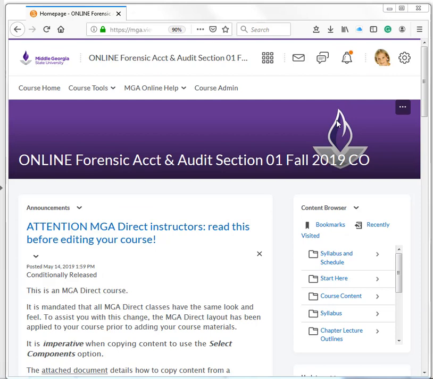This is your D2L shell, and they just changed it, so I am going to have to do some adjusting and editing to where the files are. The content is all here, but it may move around a little bit. But let me show you the important parts.